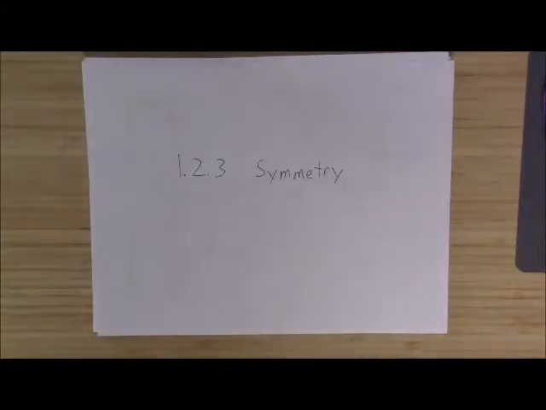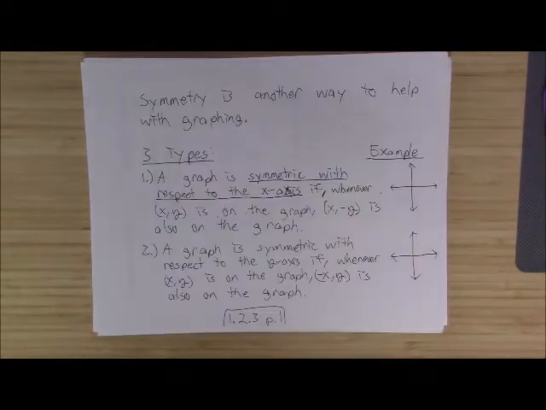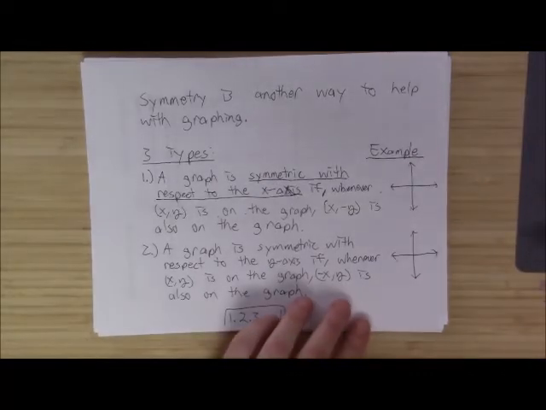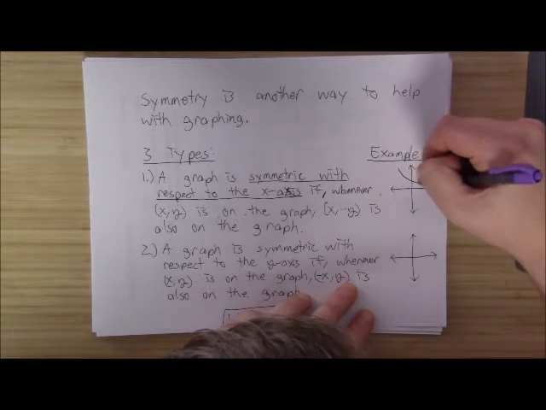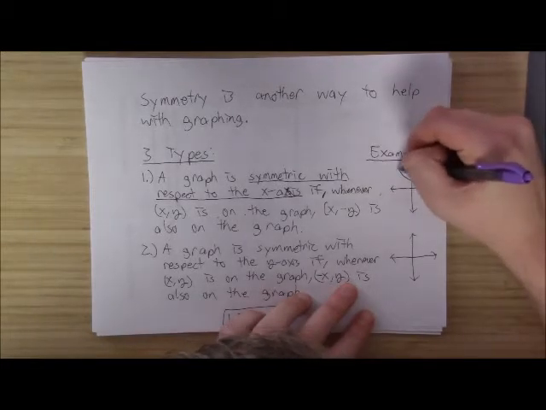In this video, we're going to be talking about how we can use symmetry to help us draw graphs of equations. To start with, there are three types of symmetry that will help us with graphing. The first type is a graph that is symmetric with respect to the x-axis. An example of that would look like this, for instance.